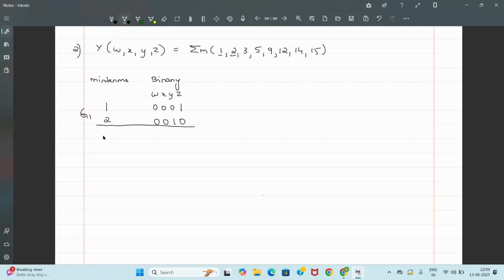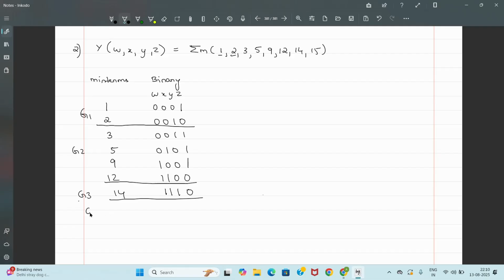Next we'll go for the second group, which has 2 ones in it. Starting with the next number, 3, which is 0011. Then we have 5, which has 2 ones. 9 also has 2 ones. 12 also has 2 ones in it. Whereas 14 does not have 2 ones. It has 3 ones in its binary representation, so I cannot put it in this group. We'll have to go to the next group: 14, which is 1110. The next number is 15. 15 has 4 ones, so I'll have to go to the next group.